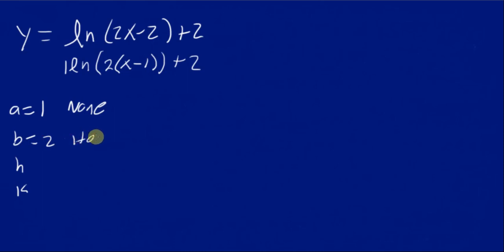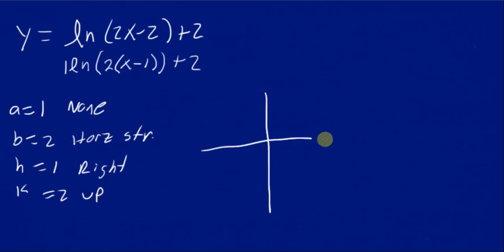That's going to be a horizontal stretch. No reflection, though. H is a positive 1. That's going to go right 1 unit. And k is 2. That goes up 2 units. So quickly graphing this, we're going to take that vertical asymptote and move it to the right 1 unit. That's what I did on the last one. I should have come up with something else. So x is equal to 1.